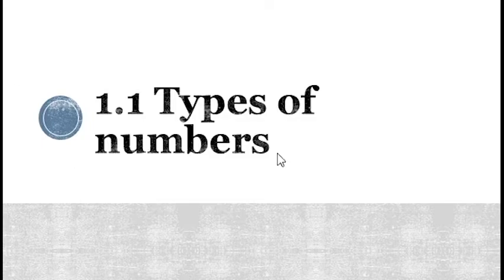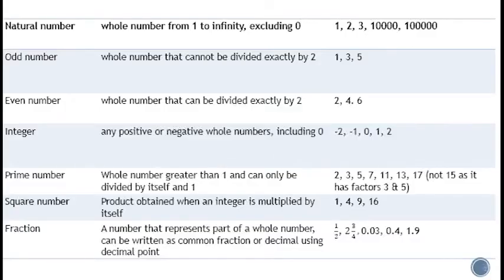Different types of number. This table consists of different types of number with definitions and some examples. Something worth mentioning is that an odd number is any number that ends with 1, 3, 5, 7, 9. An even number is anything that ends with 2, 4, 6, 8, 0. Also, a prime number is not an odd number. It is a whole number greater than 1 and can only be divided by 1 and itself, which means it only has factors of 1 and itself.